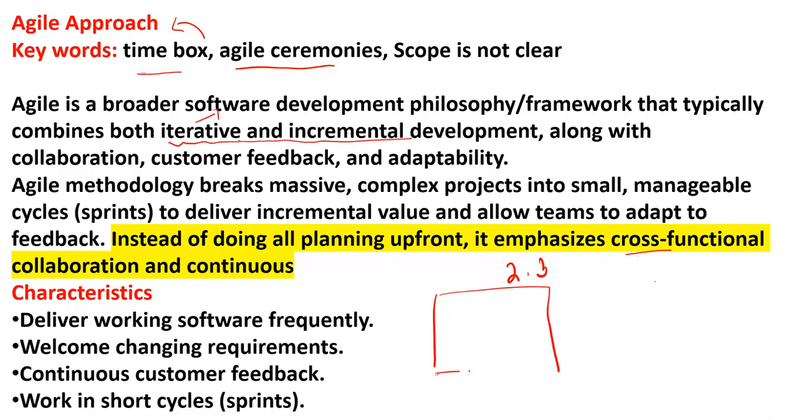Suppose you are making a website. When you complete one page of the website, maybe the customer will ask you to add some more features here. So happily you have to accept whatever the customer is saying, and you have to add new functionality in that page, and then you have to move on. Continuous customer feedback, work in short-cycle sprints. What does it mean? Again, we will discuss in this course.